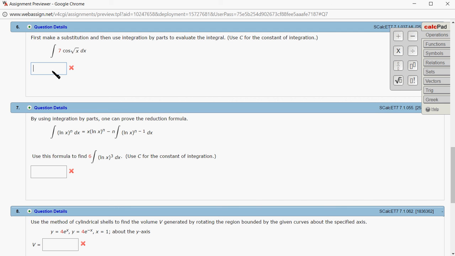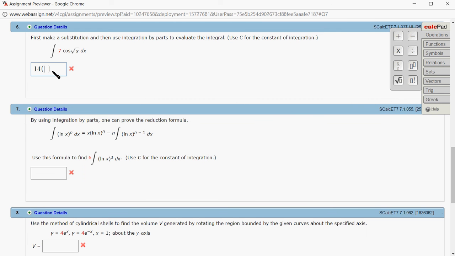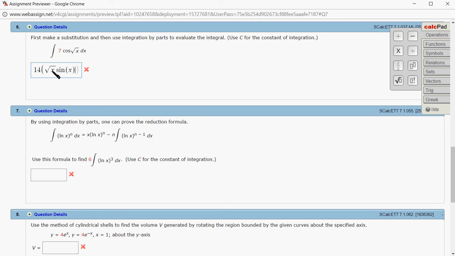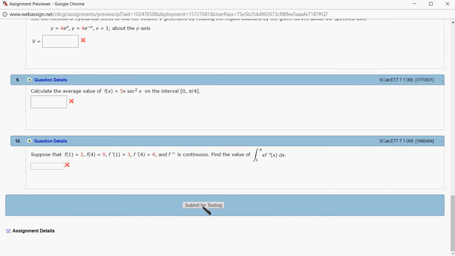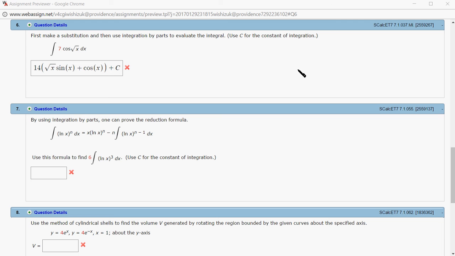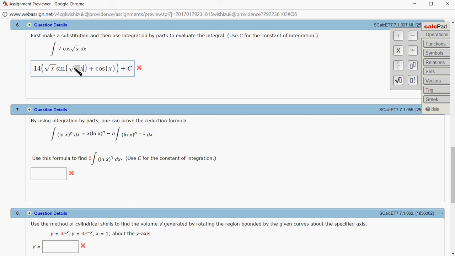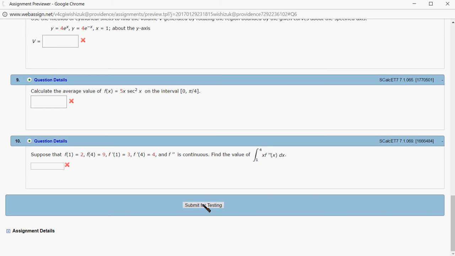So we have 14, then parenthesis, and then square root of x, then you have sine of x plus cosine of x and plus some constant c. Alright, so hopefully I typed it in correctly, and submit for testing. Oops, I forgot to put the square root there, so I have to put the square root of x, and here I have to put the square root of x. Sorry about that. Then check again.